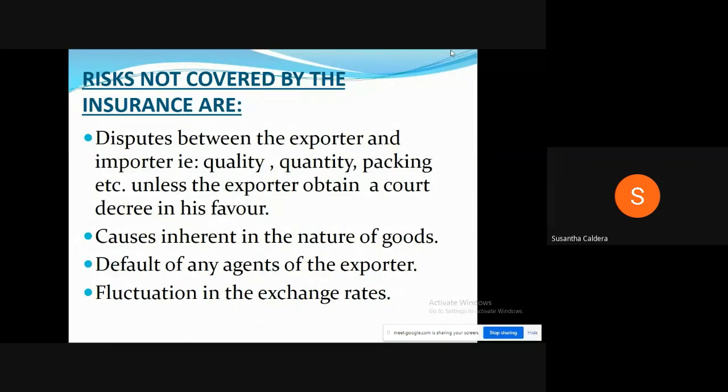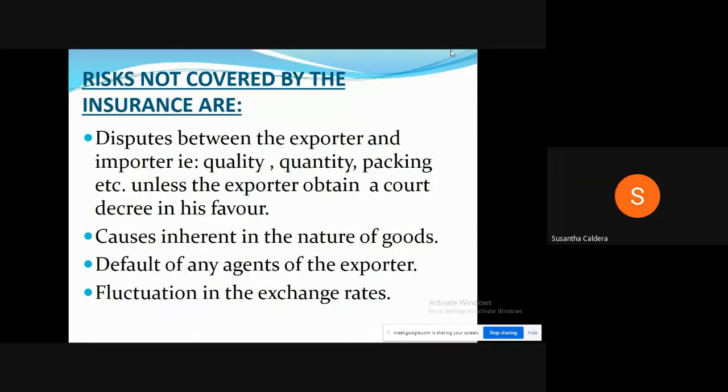You have to be careful how you are transporting. Default of any agents of the exporter. If the exporter's agents are defaulting the money, that also is not covered. Those are disputes and cheating. Then fluctuation in the exchange rates.